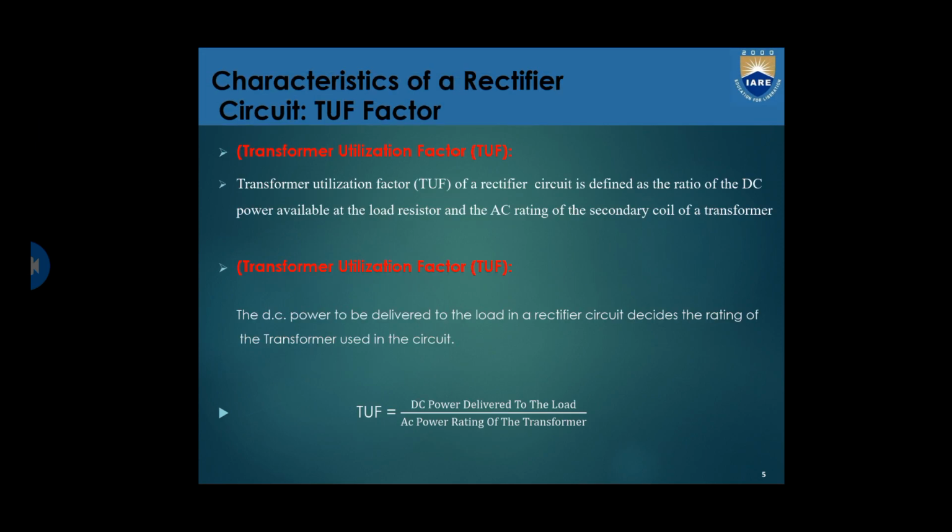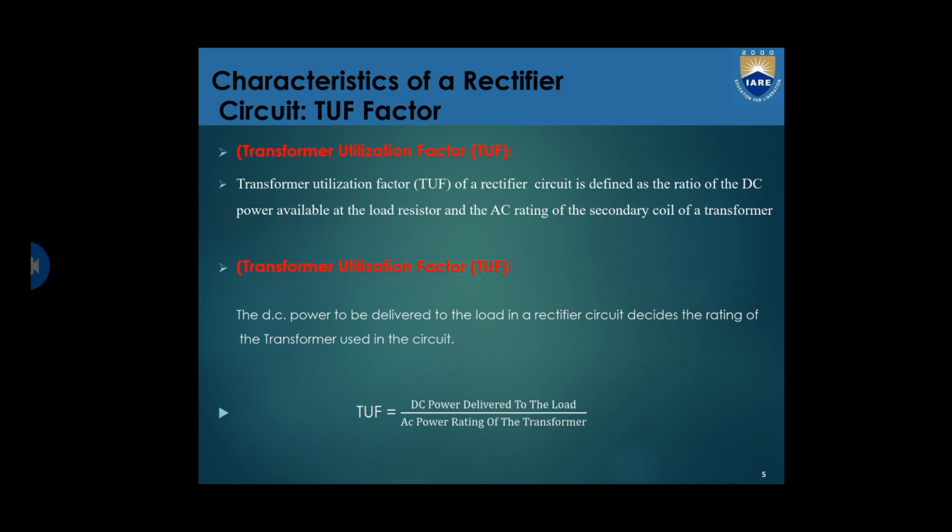Now let us discuss another characteristic of a rectifier circuit, which is TUF, the transformer utilization factor. The transformer utilization factor of a rectifier circuit is defined as the ratio of DC power available to the load resistor and the AC rating of the secondary coil of the transformer.